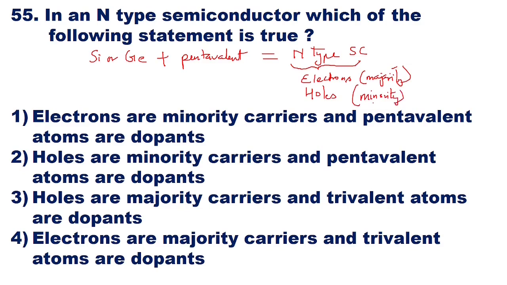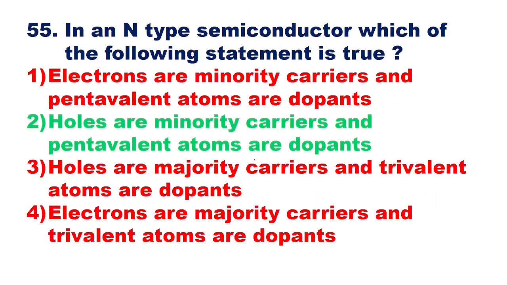So with this background, if you see these statements, the first statement says that electrons are minority carriers, which is false. The second statement says that holes are minority charge carriers, which is true, and pentavalent atoms are dopants, that is also true. So out of these four options, option number 2 is the correct answer. That is, in an n-type semiconductor, holes are minority carriers and pentavalent atoms are dopants.